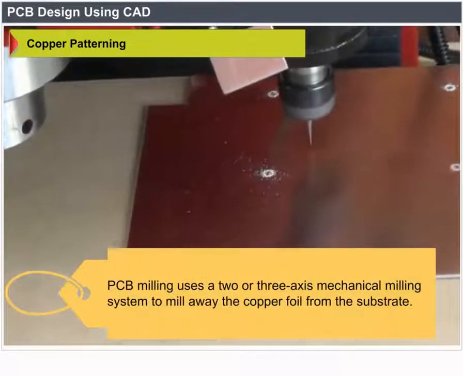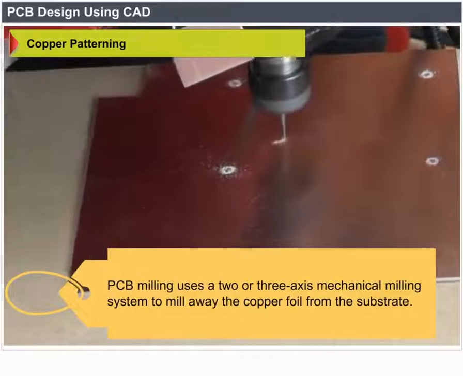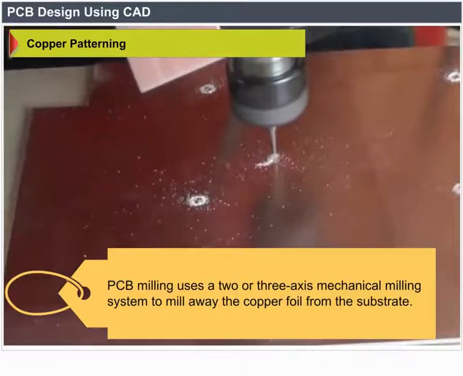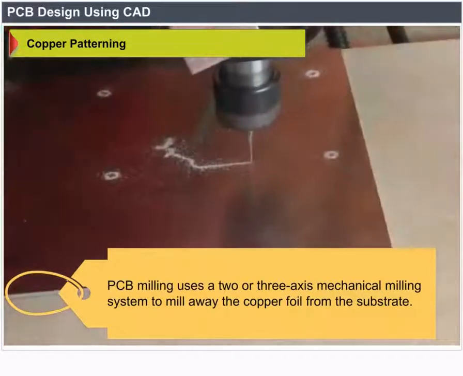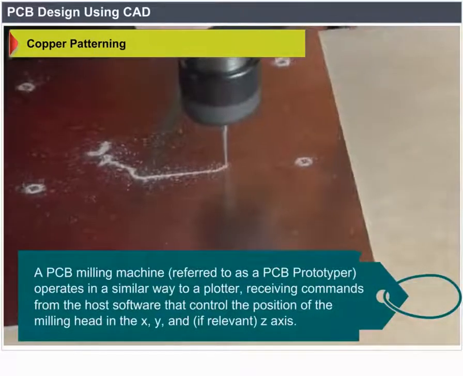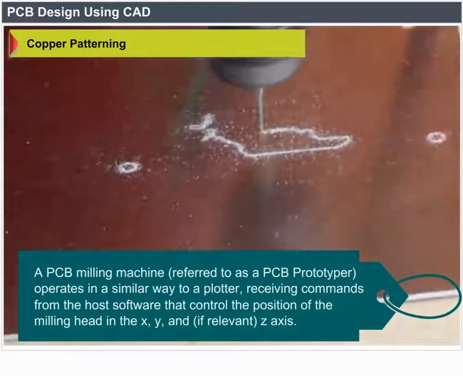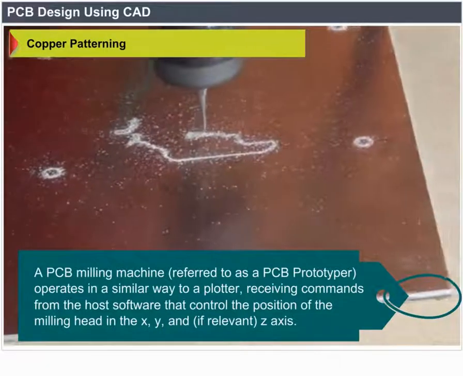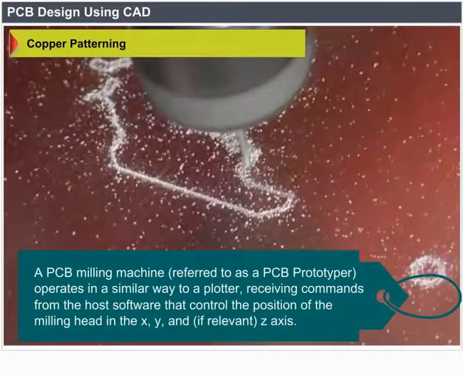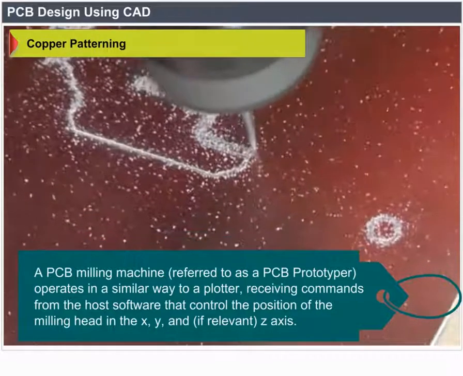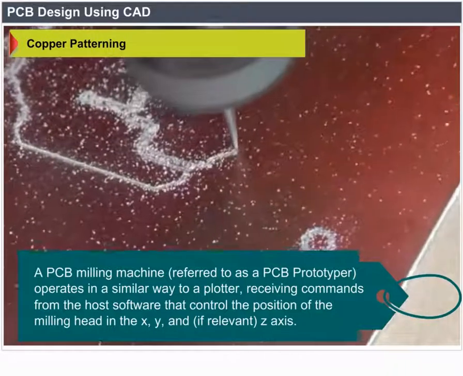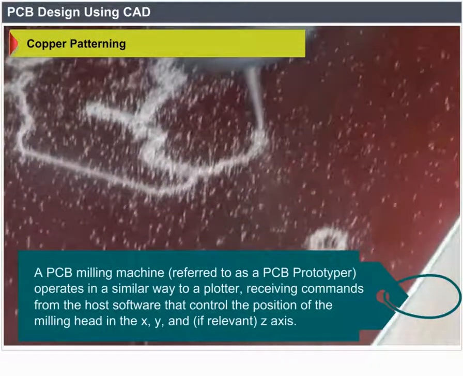PCB milling uses a 2 or 3-axis mechanical milling system to mill away the copper foil from the substrate. A PCB milling machine, referred to as a PCB prototyper, operates in a similar way to a plotter, receiving commands from the host software that control the position of the milling head in the X, Y, and if relevant, Z axis.